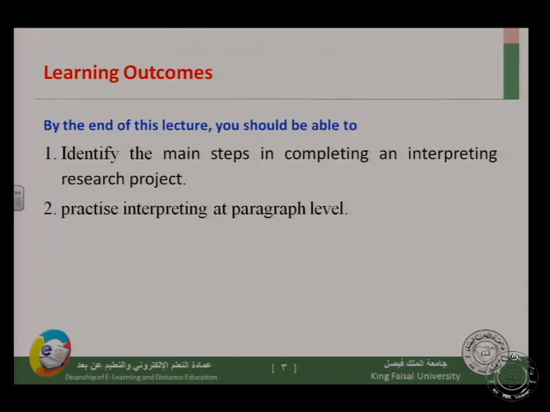I know you work, but you never know. You might be asked to do a bit of research here, a bit of research there, and then say, okay, I know now, I have some idea about doing research in interpreting studies. Can I benefit from them and apply them to my kind of work? So it is very relevant. And at the end of the lecture, as usual, we'll practice some interpreting at paragraph levels.